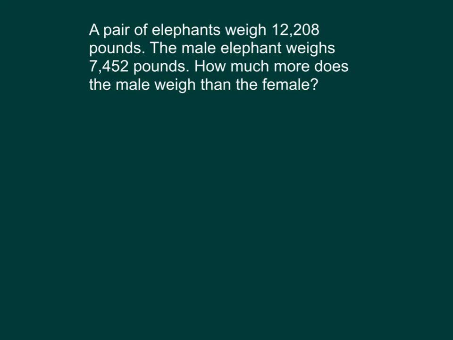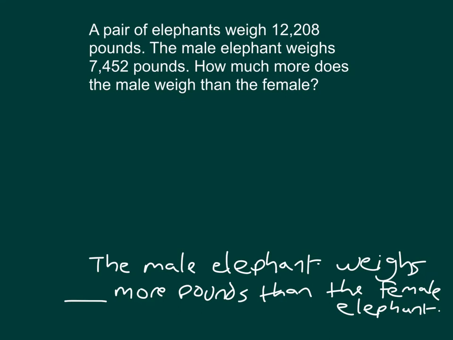What are our knowns? Let's write out a focused answer. What would you write? There, I wrote that out. More pounds than the female elephant. Let's model the elephants. What's our known? Well, I know that the male elephant weighs that amount there, so let's start with the male. Who weighs 7,452 pounds.